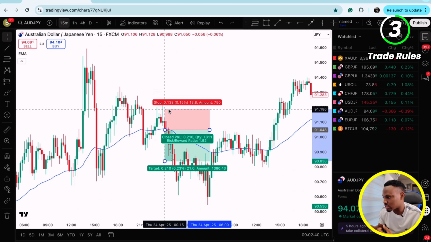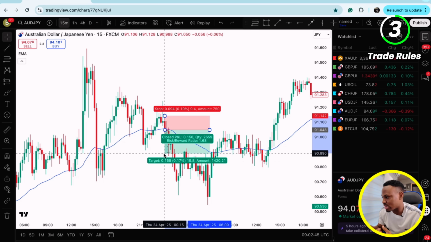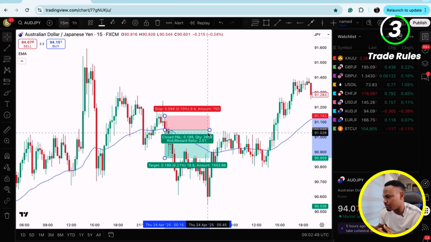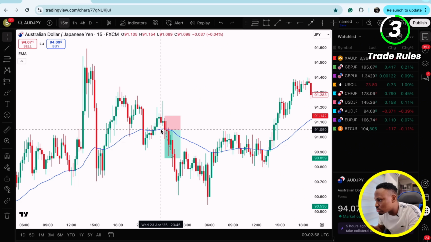I'm going to first set my stop loss on the recent high, and then the stop loss is 9 pips. I'm going to target twice as much. 9 pips times 2 is somewhere around here. That's making my target to be 18 pips thereabout.